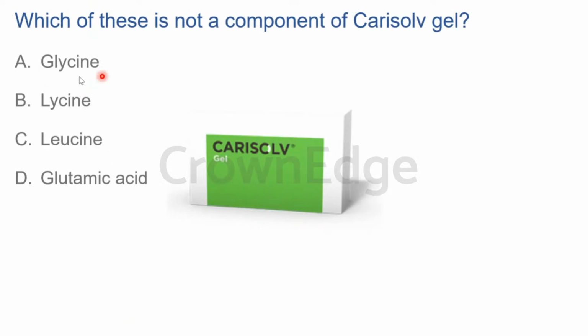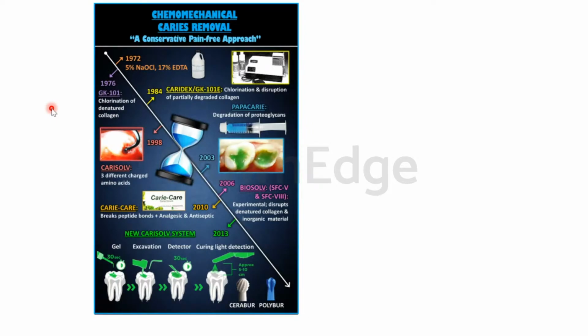So that is not the component of Carisolve gel. Yes, Jaidev and Vaishnavi, you guys are right. Lysine, leucine, and glutamic acids are the components of Carisolve gel. Next, we come to Papa Keri.